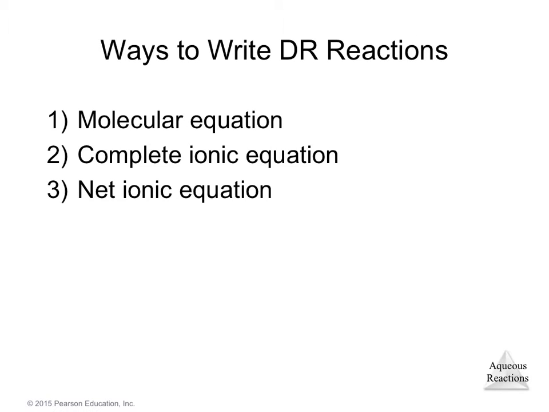So as you write these double replacement reactions, there are actually 3 different ways that you can write them, and all show something different. The first is the molecular equation. The molecular equation is the overall balanced equation that you're probably used to seeing. Then we could write the complete ionic equation and the net ionic. So the molecular is going to be the most broad, the net ionic is going to be the most specific.